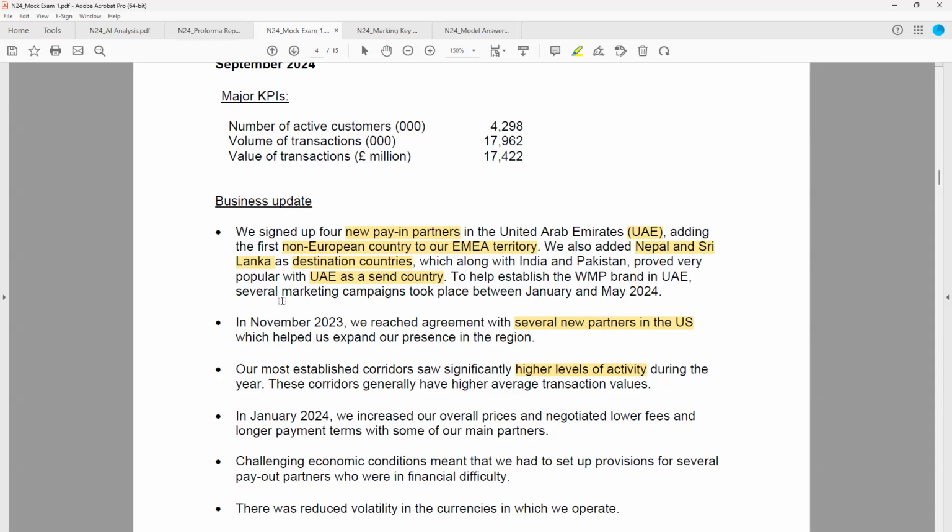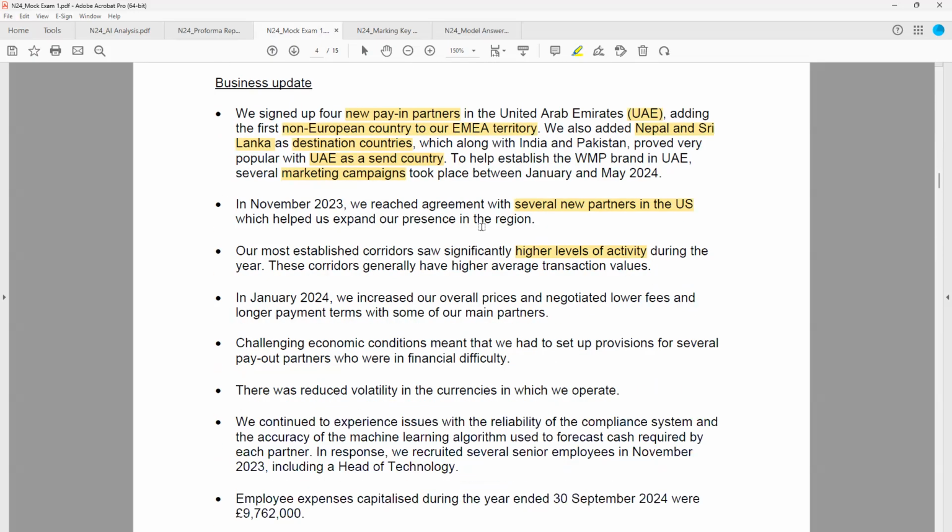To help establish the brand, they undertook marketing campaigns. So that would be a reason why marketing expense has gone up. Like we said, they reached agreement with new partners in the US. So that would be a reason why America's revenue has gone up, because that helped them expand their presence in the region. And like we've seen as well, most established corridors saw higher levels of activity, and they have higher average transaction values. So that would be a reason why average transaction value will have gone up, or we would have expected it to go up.